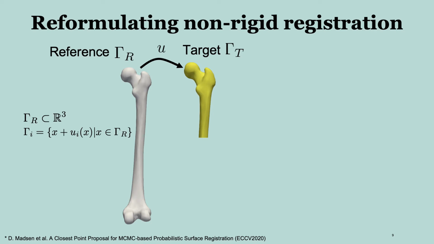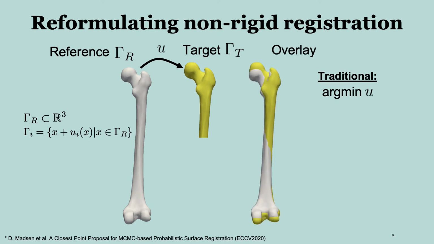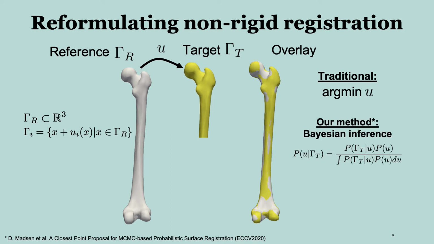If this is not the case, we might end up with the reference completely collapsing in the area of the missing data. So traditionally, non-rigid registration is formulated as an optimization problem, where one will end up with a single point estimate by minimizing the distance between the target and the reference. Instead, we reformulate the registration problem as Bayesian inference. Given a target surface Γ_T, we're searching for the posterior distribution of deformation fields which will explain this target surface. But for this, we already need to have some prior assumption on the deformation fields U.